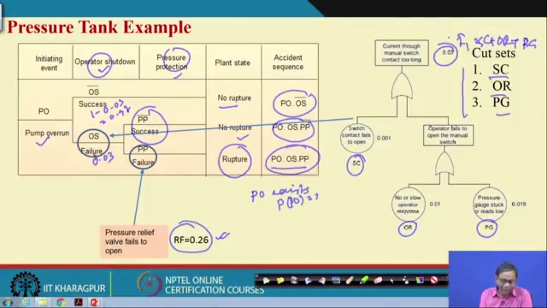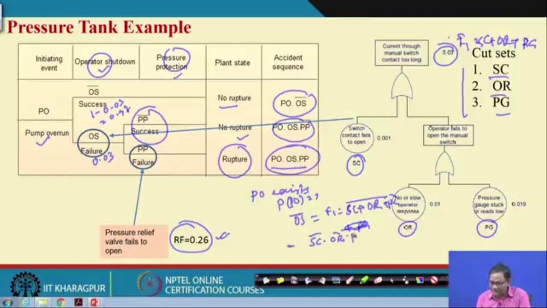Now what is the OS? We can write OS equal to F1, which is basically SC plus OR plus PG. Then what will be OS bar? That will be the total bar, which will be SC bar intersection OR bar intersection PG bar. So using the same philosophy we have discussed earlier, you can find out OS bar, but here OS bar is not required.